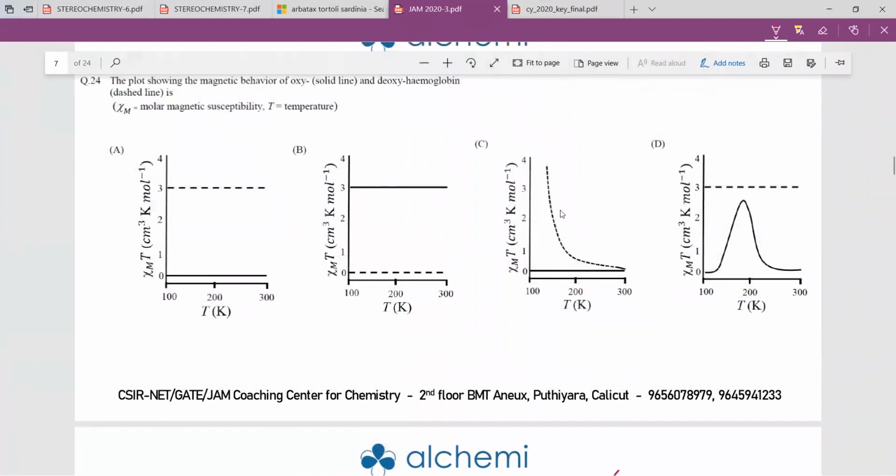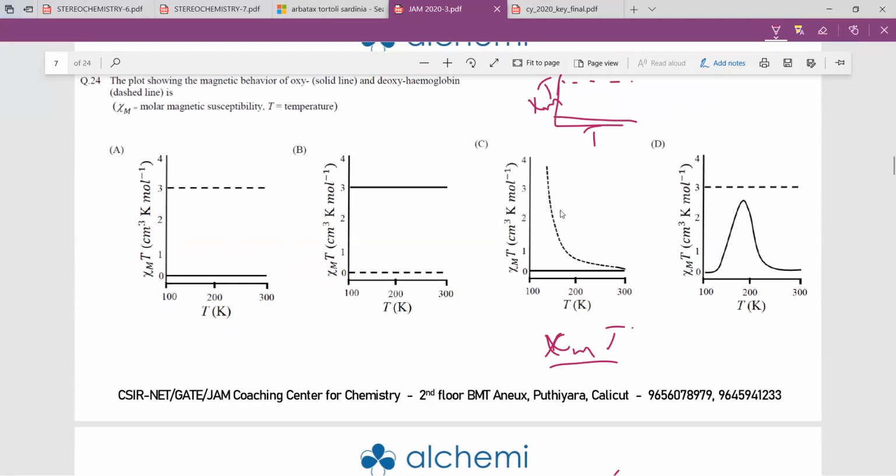But there's a problem here. You can see it is not the chi-m that is given on the y-axis. Here in the options, it is not chi-m. It is chi-m into T that is given in the y-axis. If chi-m into T is given in the y-axis, then our plot will be like this. Temperature will be on the x-axis, and if chi-m into T is in the y-axis, then it will be a straight line. So both the paramagnetic and diamagnetic behavior will give you a straight line. So it will be option A or B.